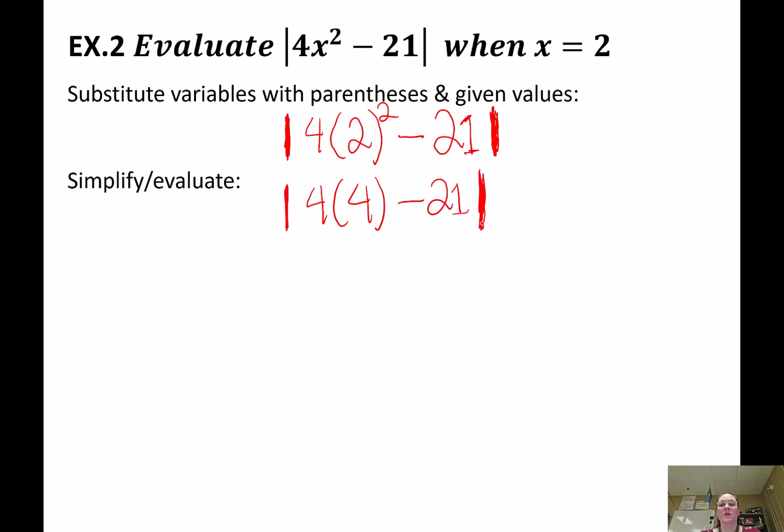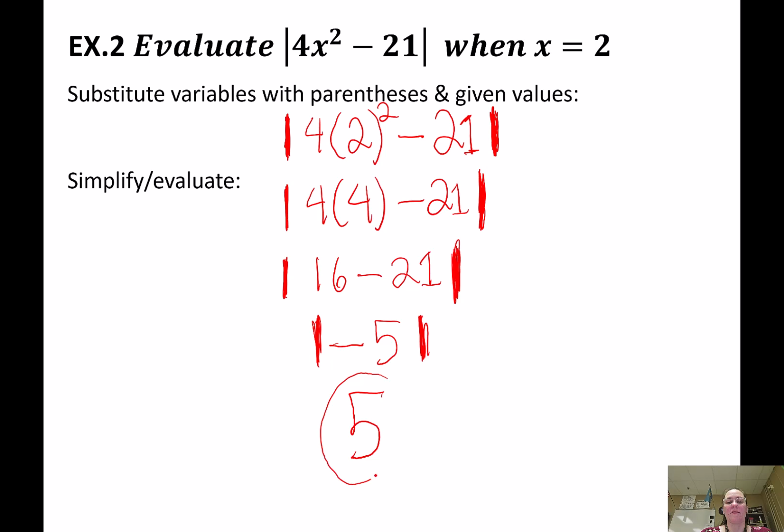Next thing we need to work out is our multiply and divide. Since we have 4 times 4, that gives me 16. And 16 minus 21 is -5. So now we're left with the absolute value of -5, which is going to make this a +5. So my answer is +5 there.